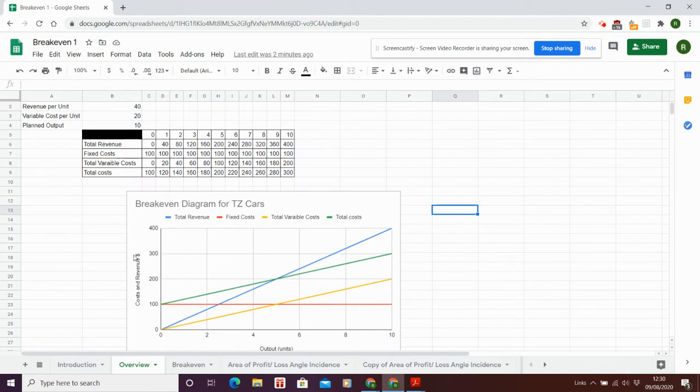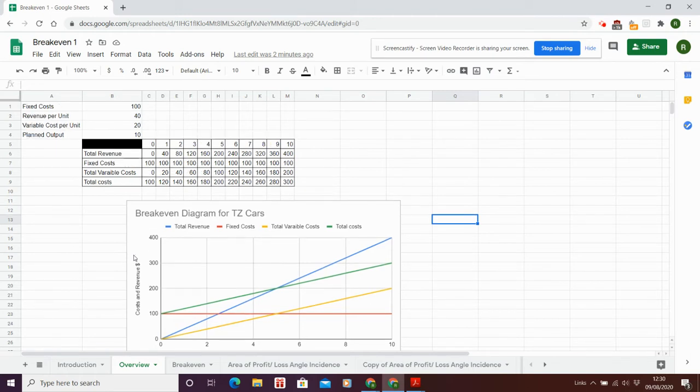What we're going to be looking at is a way of comparing costs and revenues of a business, and also calculating how much output a business needs to make to ensure that its costs and revenue are the same, i.e. it is not making either a loss or a profit.